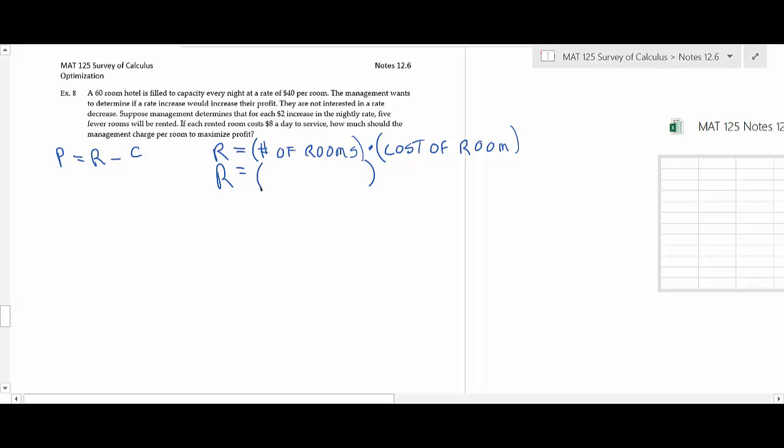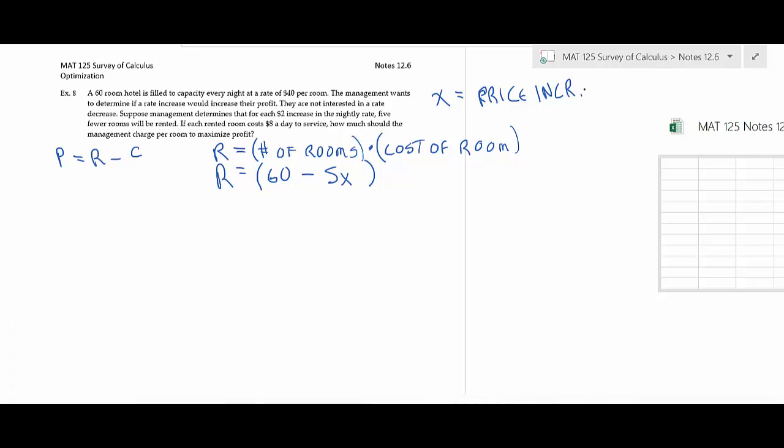First of all, the number of rooms starts at 60, right? But then what does it do? Decrease. It goes down 5 each time the price goes up 4. So I'm going to start at 60, and then it's going to go down by 5 rooms. And I'm going to put X there because X is going to represent the number of price increases. Now you've got to think about this. The hardest part is figuring this out.